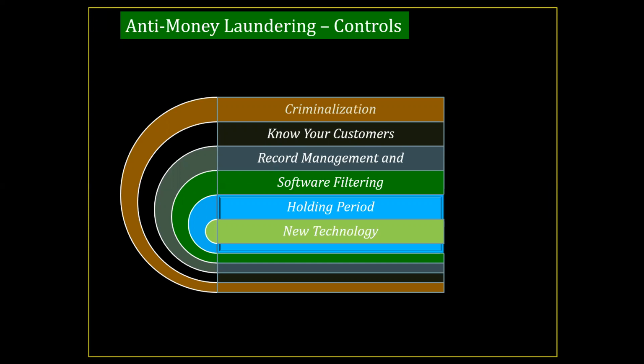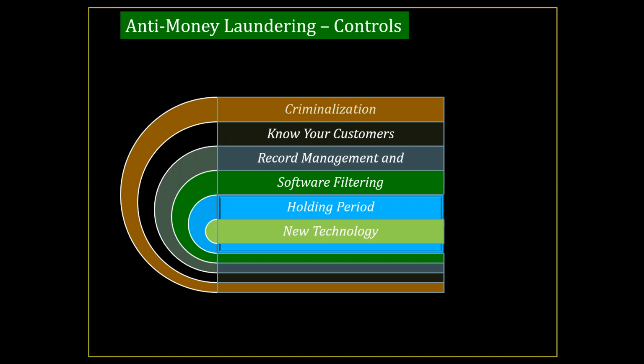The second is know your customers. Financial institutions must also have a know your customers policy in place to prevent money laundering. This involves monitoring the activity of clients and understanding the types of transactions that should raise red flags. Financial institutions are required to report suspicious activity to a financial investigation unit. The third one is record management and software filtering.